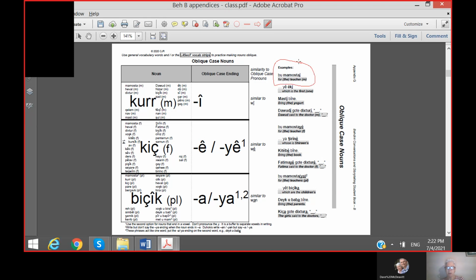Let's look at the first one. Bu mamostai. Okay, so in this case, teacher is masculine. So we're going to take that word mamosta and we're going to add I with a hat. And it comes out Bu mamostai. Let me make that big so you can see it.